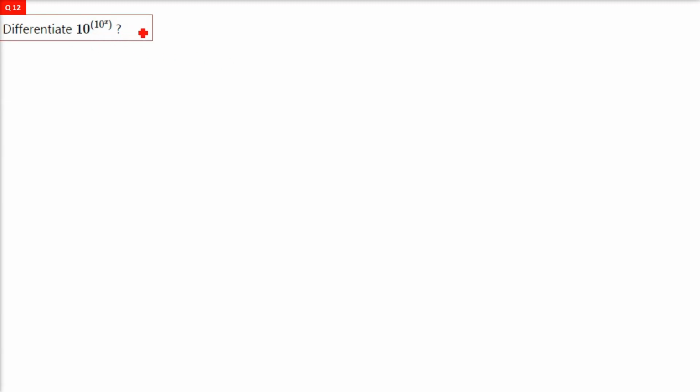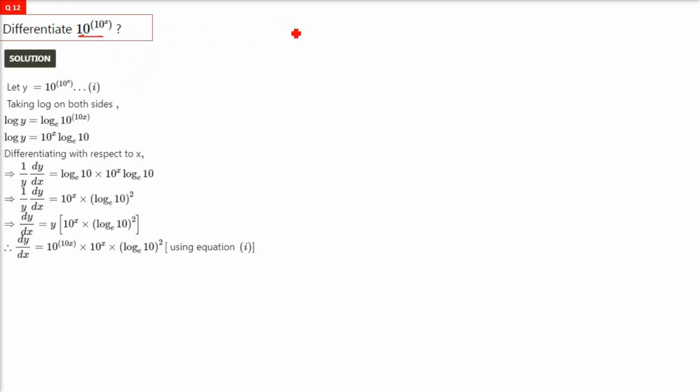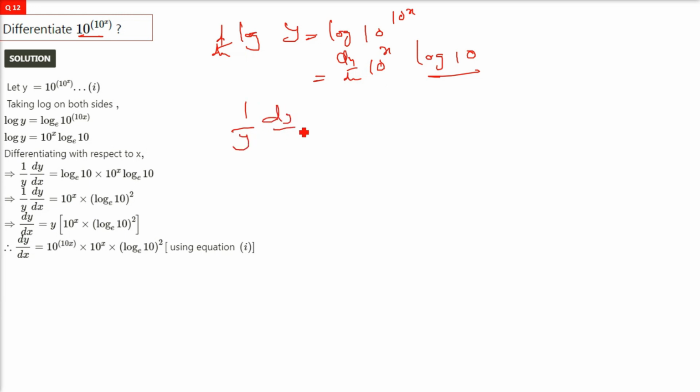Differentiate 10 to the power x. So we'll do the same thing here. Y is equal to 10 to the power x. Now let us take log on both the sides. Log y is equal to log of this thing. So 10 to the power x will come in front because it is in the power, and log 10 will remain. Log y is simply 1 by y dy by dx. So 1 by y dy by dx is equal to, log 10 is constant, so you don't have to worry about it. Log 10 is here.